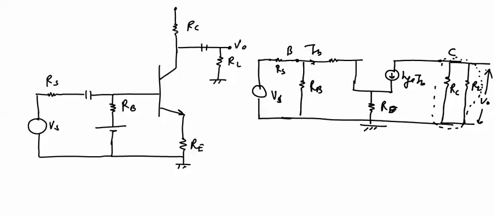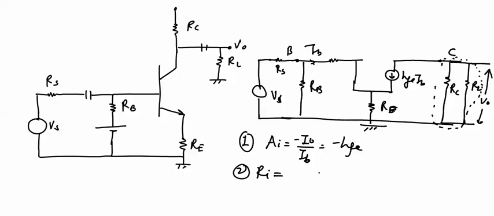Now again we will define the four parameters which we have seen already. First one is current gain AI. Current gain AI is minus I naught upon IB. Again this will remain the same, that is minus HFE. There is no difference. Number two, the input impedance Ri is changed between these two terminals. Input impedance Ri, earlier we have seen the formula equal to HIE, and in this model this formula becomes HIE plus 1 plus HFE into Re.